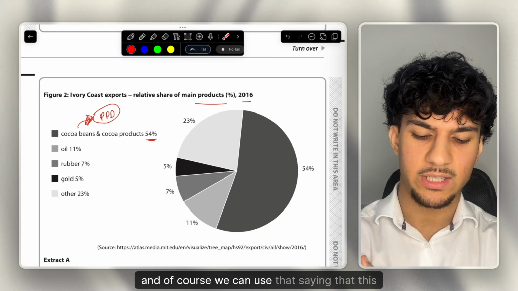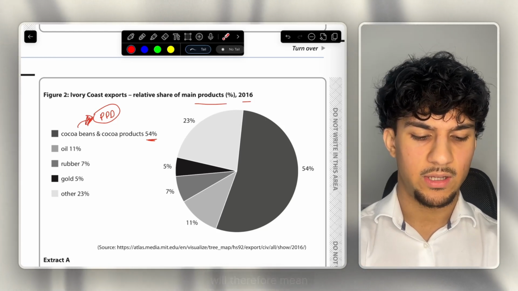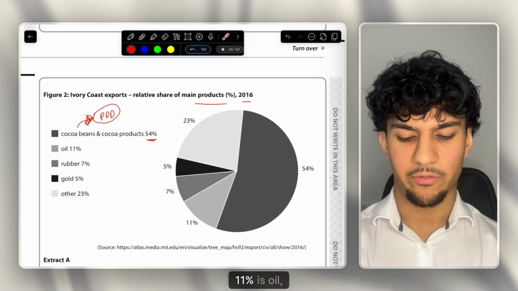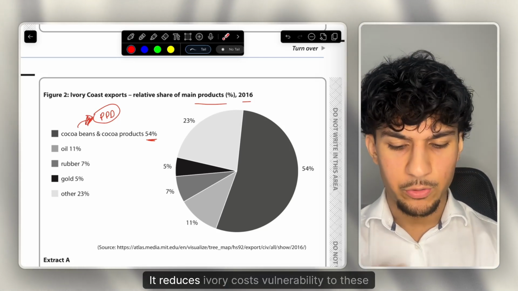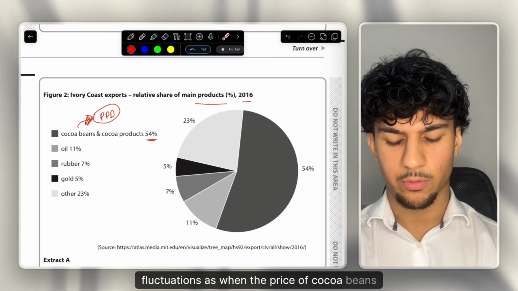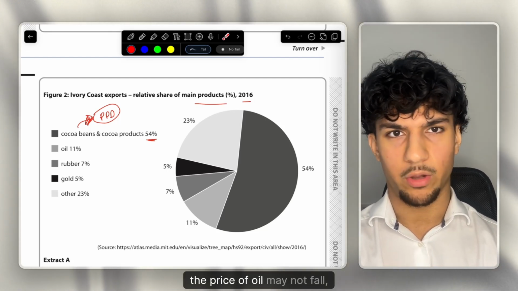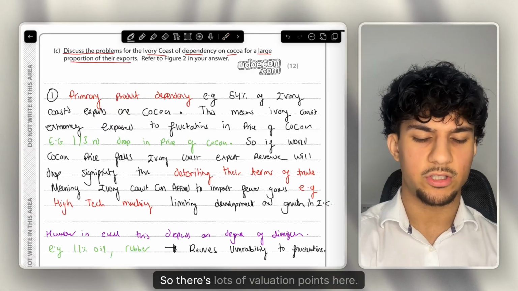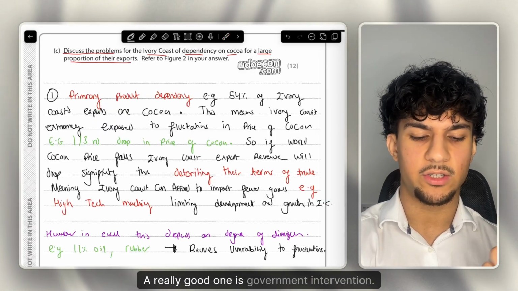And of course, we can use that to say that as they are slightly diversified, for example, 11% is oil, 7% is rubber, it reduces Ivory Coast's vulnerability to these fluctuations, as when the price of cocoa beans falls, the price of oil may not fall, thus meaning that the economy's exports still remain relatively stable. So there's lots of evaluation points here. A really good one is government intervention.